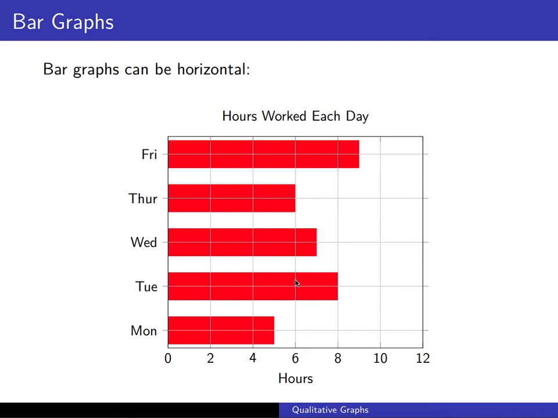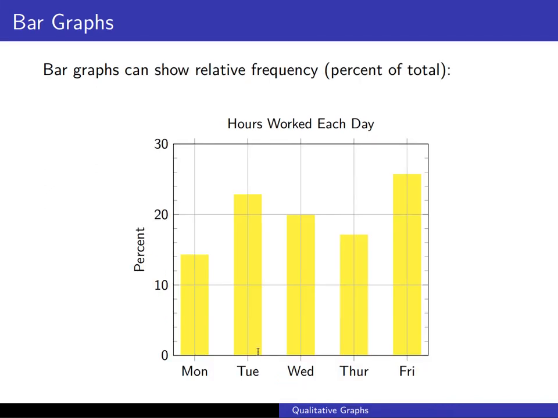We can also make our bar graphs horizontal. So it's pretty much just like it was in the beginning. But now our vertical axis is going to be the day of the week, and our horizontal axis is going to be the hours worked for each of those days. And we can also create bar graphs, again, to show relative frequency. So this is a percentage of the total. For our first week, Monday was about 14% of the total hours worked that week. Tuesday was about 22, maybe 23% of the total hours worked that week.